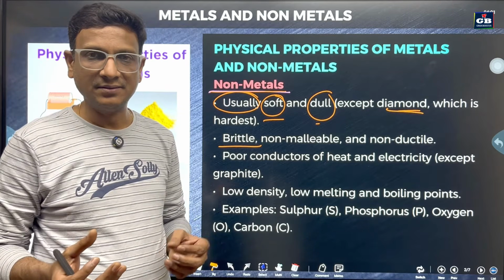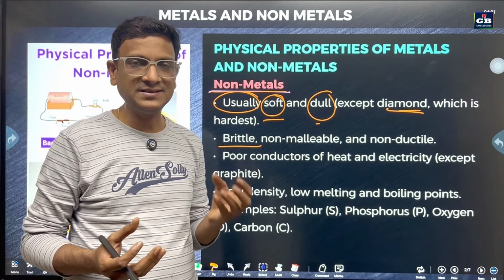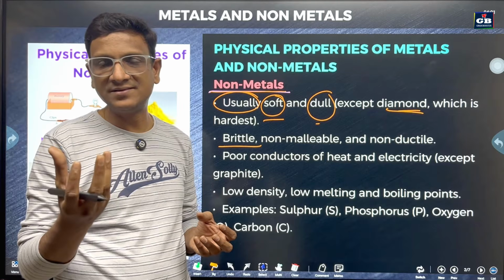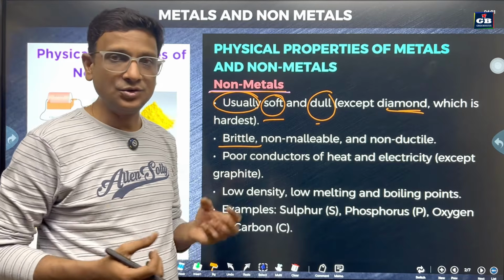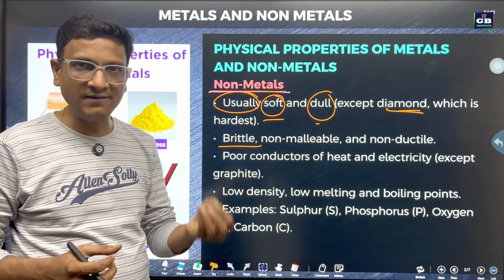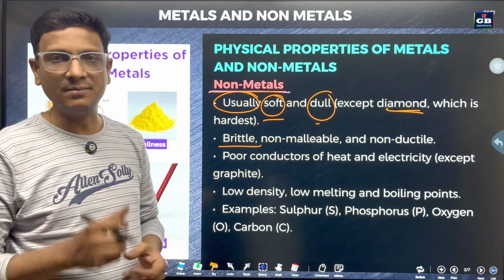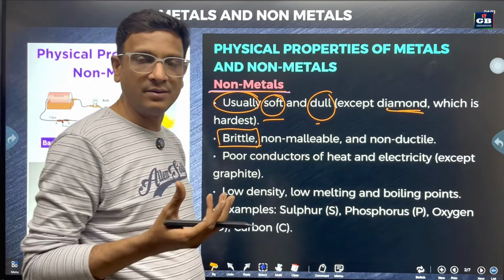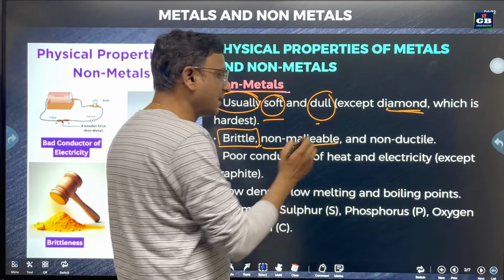Right, children? Because the difference is glass is brittle. Whereas steel is not brittle. So non-metals are brittle in nature. If a non-metal hits something, it breaks. It can be easily broken. That is brittleness. They appear to be hard, but they can be easily broken. That is the brittleness.